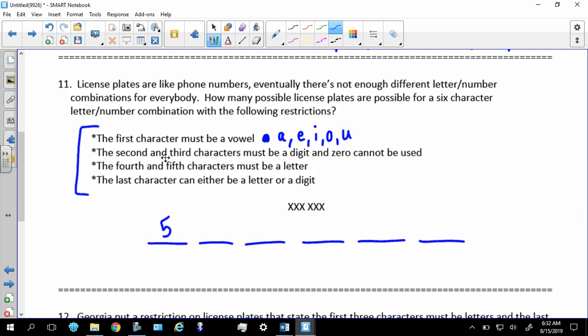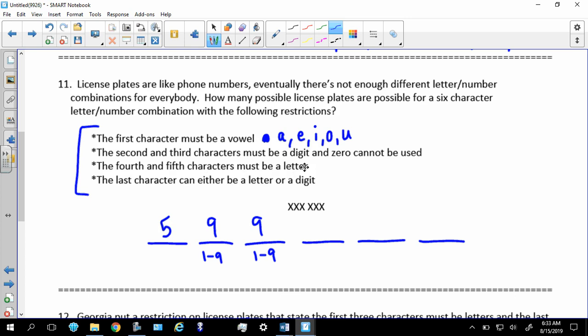The second and third characters must be a digit, and 0 cannot be used. All right, so since you can't use a 0, that's going to be a 1 to 9 situation. So there's 9 possibilities on a 1 to 9 situation. The fourth and fifth characters must be a letter.